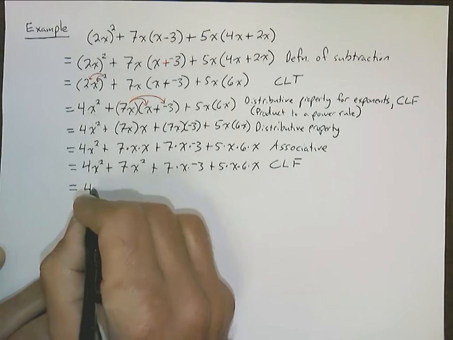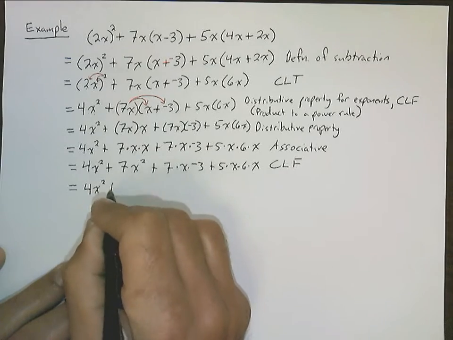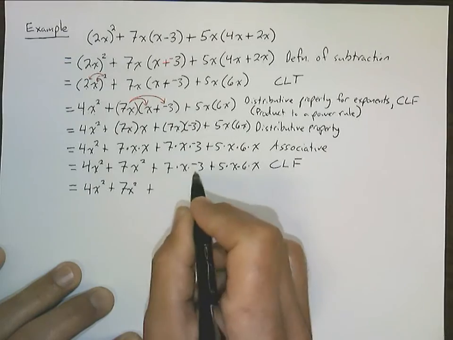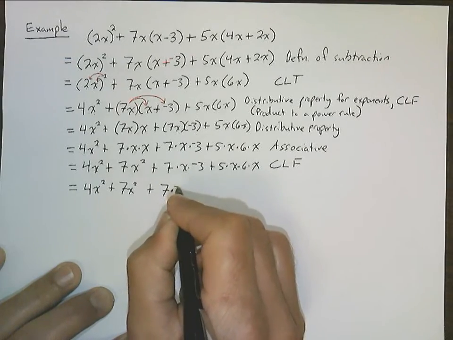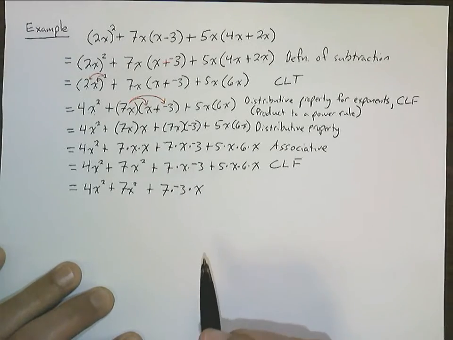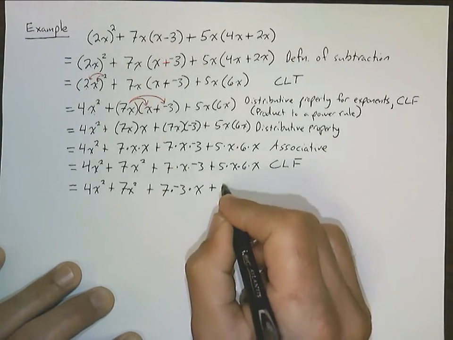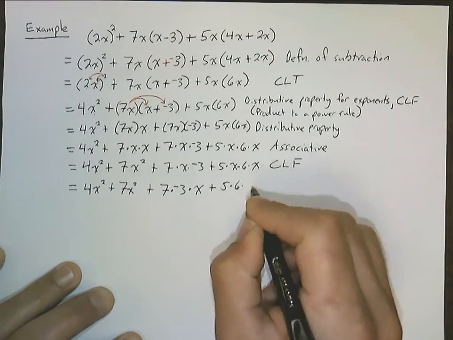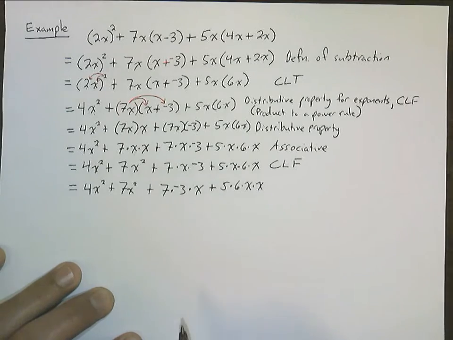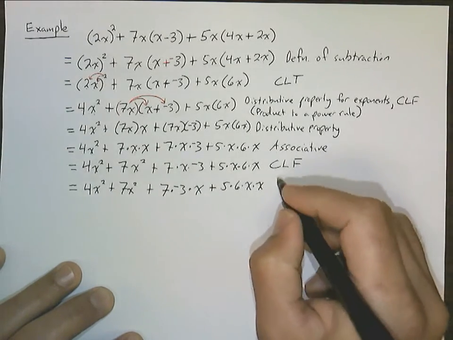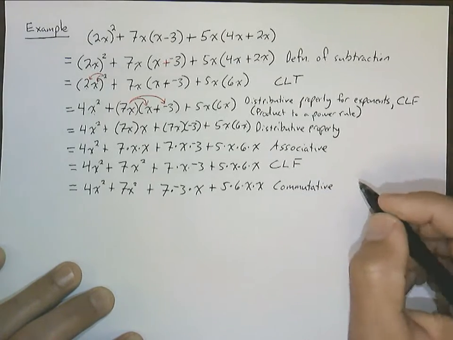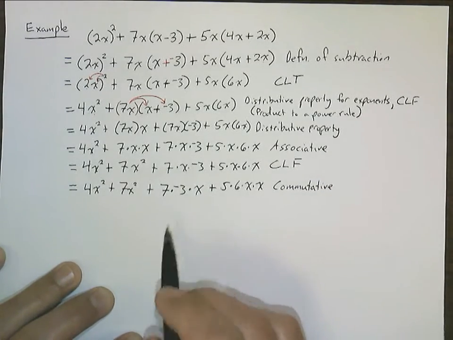This first term, we're leaving that alone, 4 times x squared. Second term, that one's done, 7x squared. Plus, we're going to rearrange this, so this is 7 times negative 3 times x. We're just reversing the order of these two factors. Plus 5 times 6 times x times x. Just rearrange the order of the x and the 6 in that term. And that is, of course, the commutative property. And specifically the commutative property of multiplication.